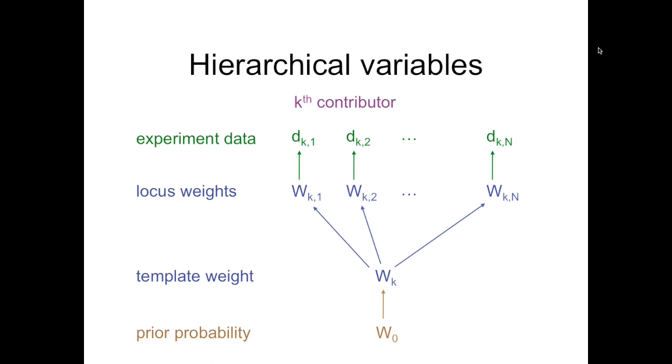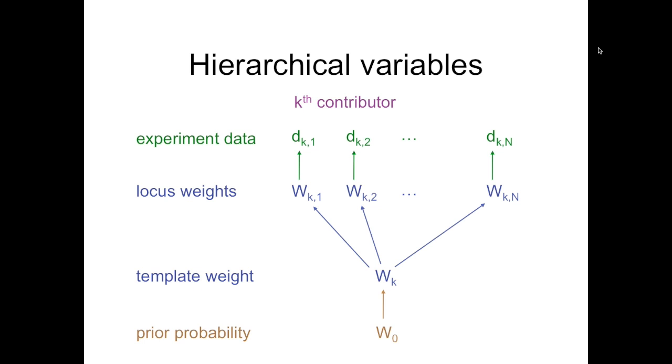All hierarchical means is there are layers. So starting from the top here, we see the experiment data indicated by D for one of the contributors for the different loci and the different experiments. The locus weights that you could calculate from peak heights are indicated in the next level underneath with W sub K1, W sub K2. This is all for the K contributor.